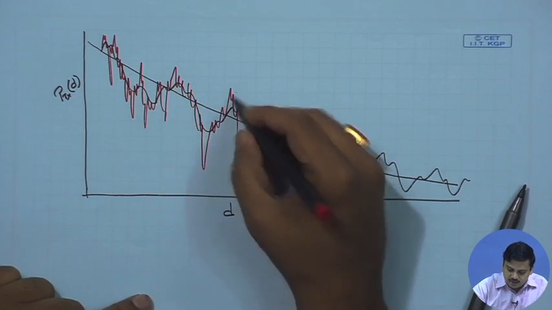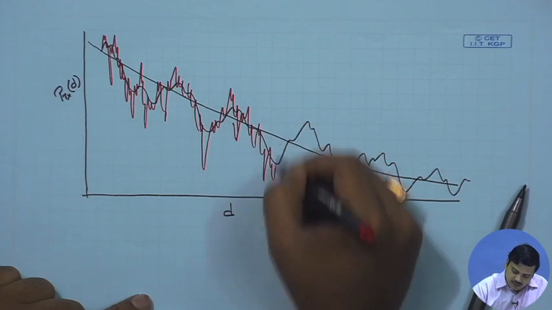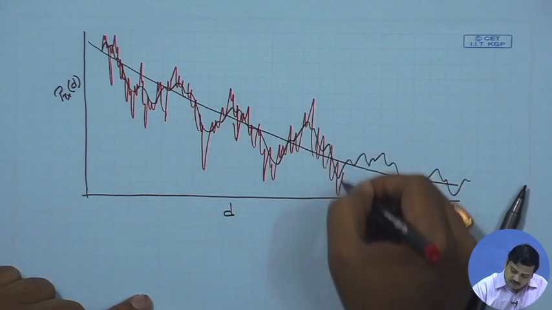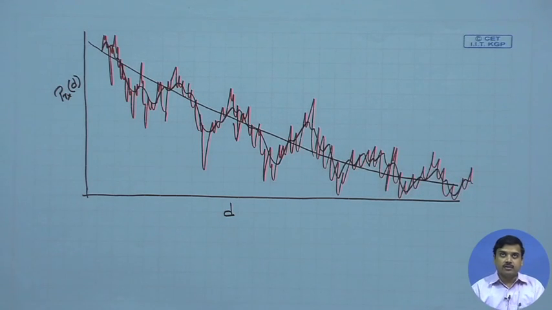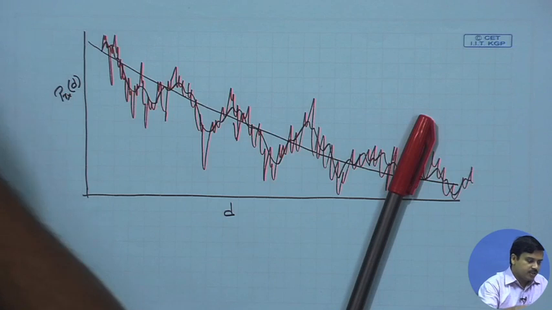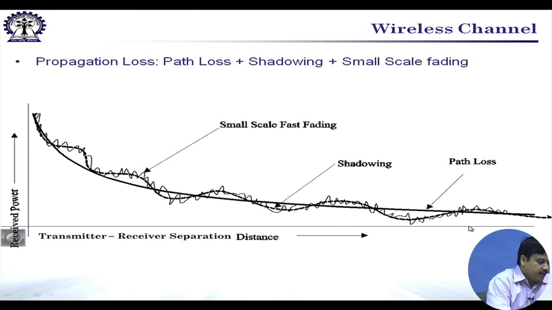So, in effect, what we get at the receiver is the cumulative effect of these three phenomena, that is the path loss, the shadowing and the small scale fading, as is represented in this particular slide. The tiny fluctuations are due to small scale fading, the slowly varying average as traced by this cursor is because of shadowing, and the average decrease in signal strength is due to path loss. So, this is the overall phenomenon, and we need to understand these phenomena.